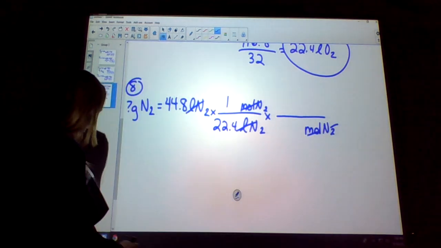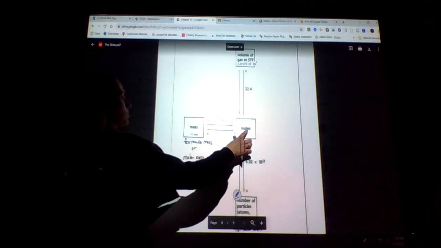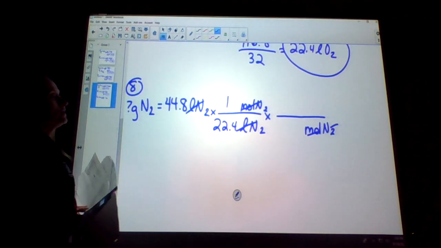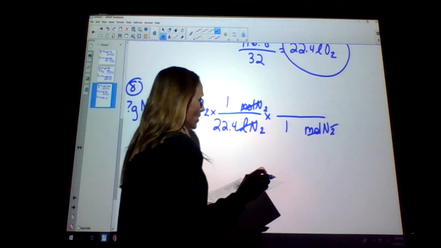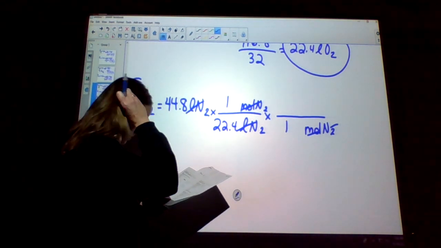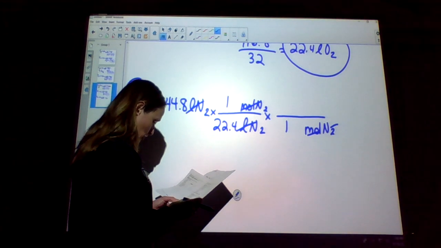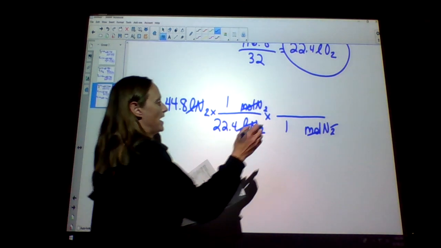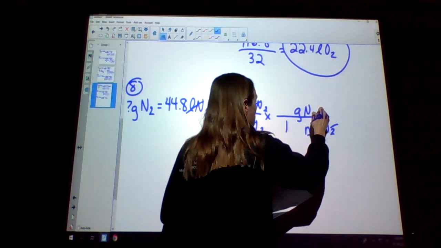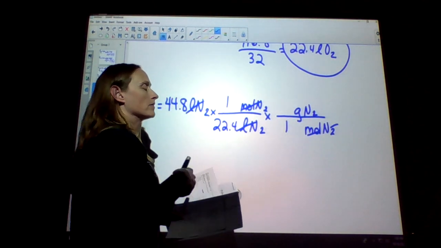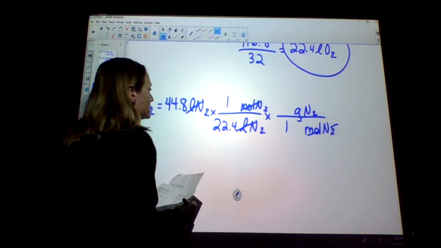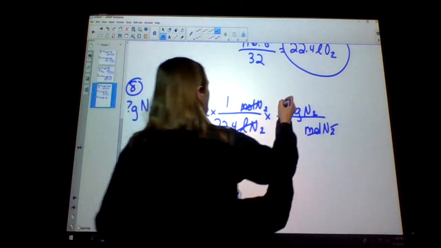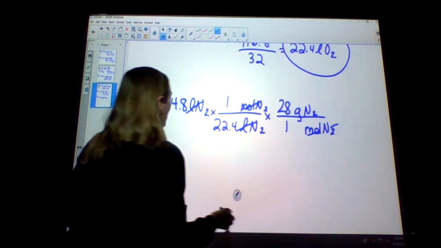They cancel now. Looking at our mole diagram, we're going to go moles over to mass using your periodic table. So our number 1 will go here, and we are looking at our mass of diatomic nitrogen. Nitrogen has the mass of 14. Since we have 2 nitrogen, we take 14 times 2, which is going to be 28 grams.